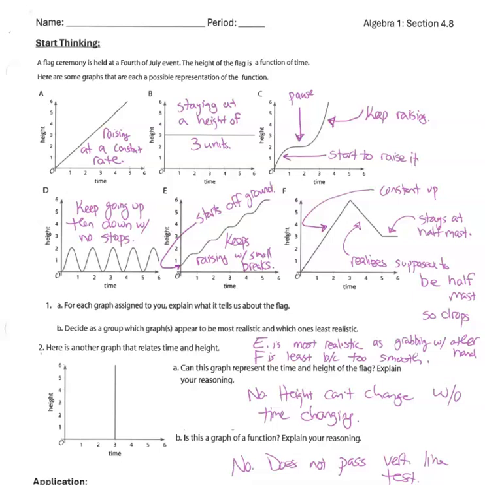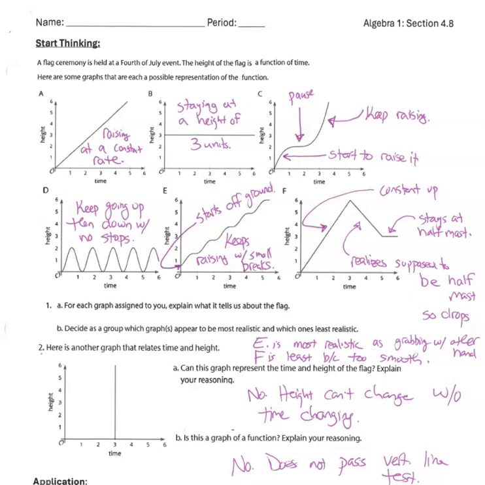So this first problem right here is talking about a flag ceremony, and they are raising flags up a certain way. The height of the flag is a function of time. Here are some graphs that are each a possible representation of the function, meaning the height at different times. It is a function because it would be passing the vertical line test, and there's not going to be any time, which is an input, that would have more than one output, where the flag would be at different places. So what the students were supposed to do is look at the different graphs here, A through F, and try to explain what each one of these was saying.